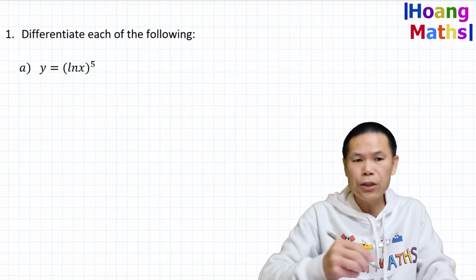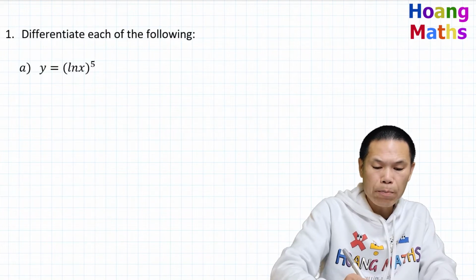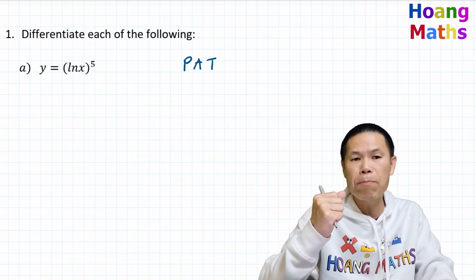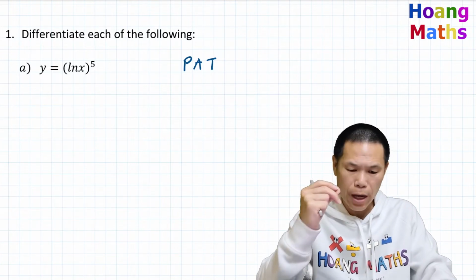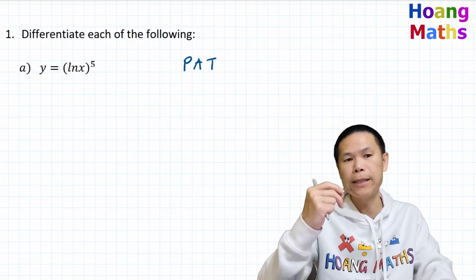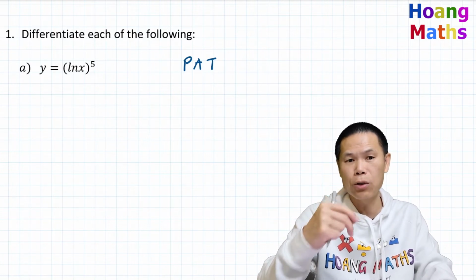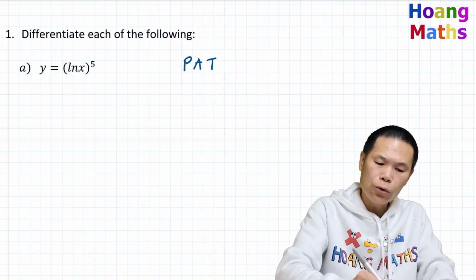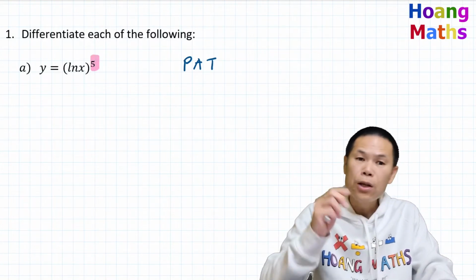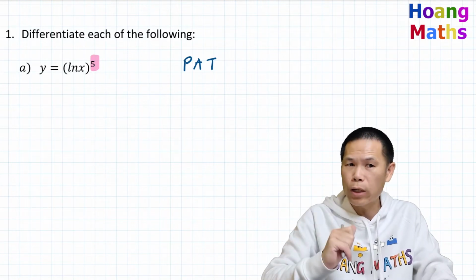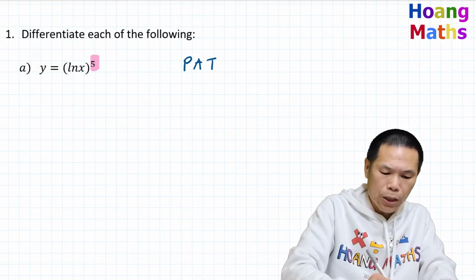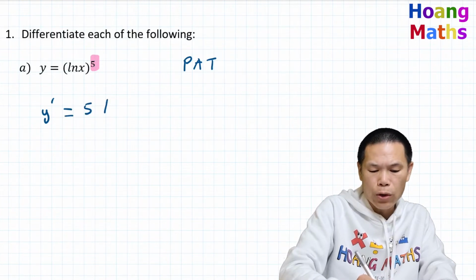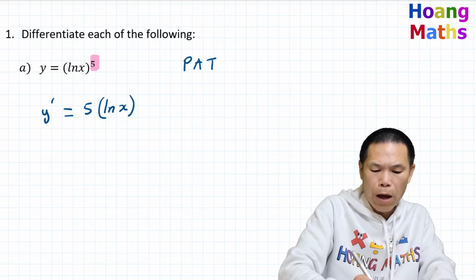Now to differentiate the functions, what I use is power, angle, trig. So I differentiate the power, P for power, then the angle, A for angle, and then trig. But in this case, we don't need T because T is for trig functions, and we don't have that, so we ignore T. To differentiate the power, this is 5. So we bring the 5 down, and 5 minus 1 is 4. So y dash is equal to 5, bring it down, becomes (ln of x) all power 4.